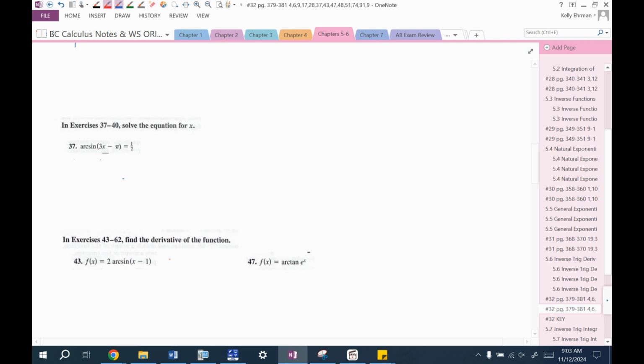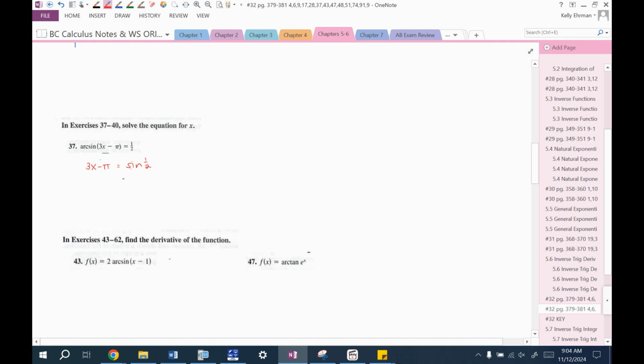Solve this equation for x. So again, I want to get rid of an arcsine, so I'm going to take the sine of both sides. Taking the sine, I'm trying to erase this. There we go. Taking the sine of arcsine just leaves you with 3x minus pi, and that would equal the sine of 1/2.